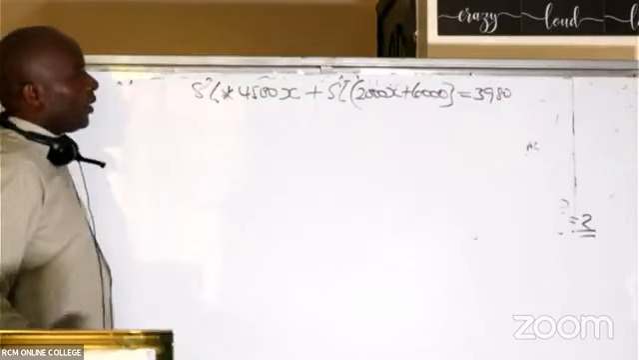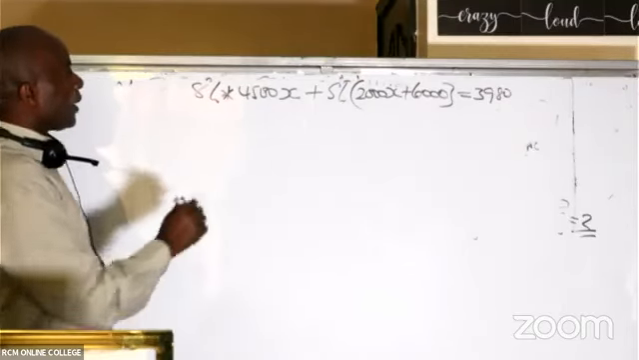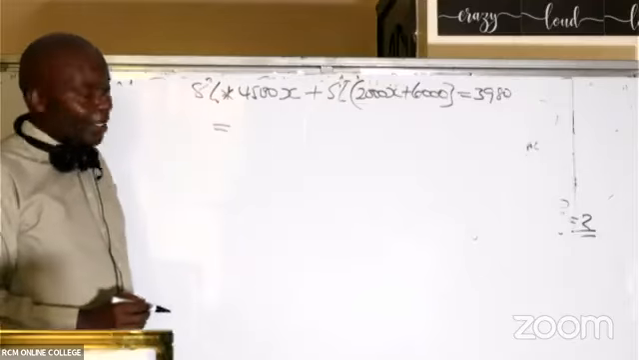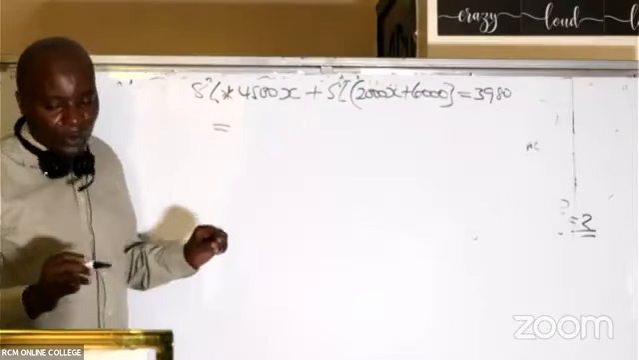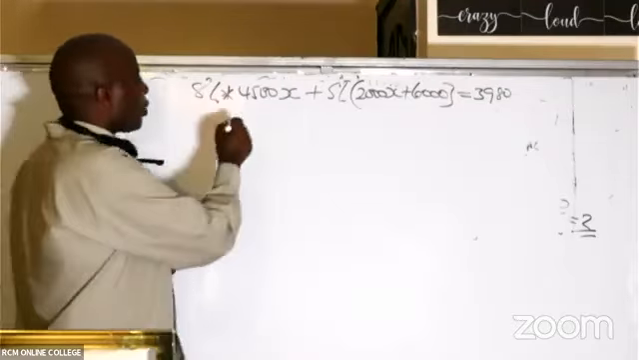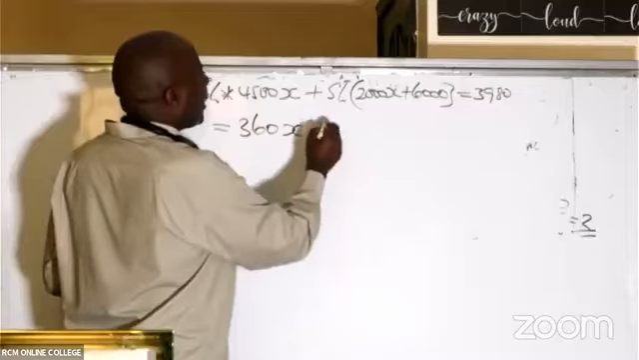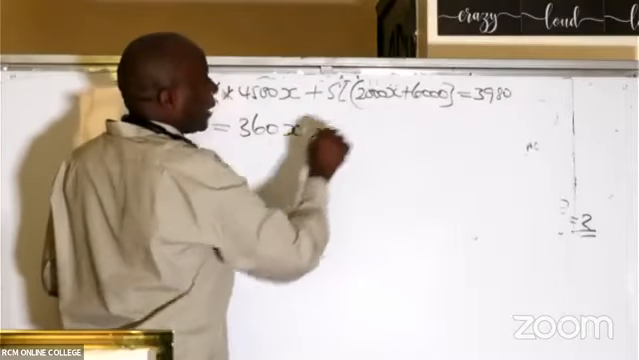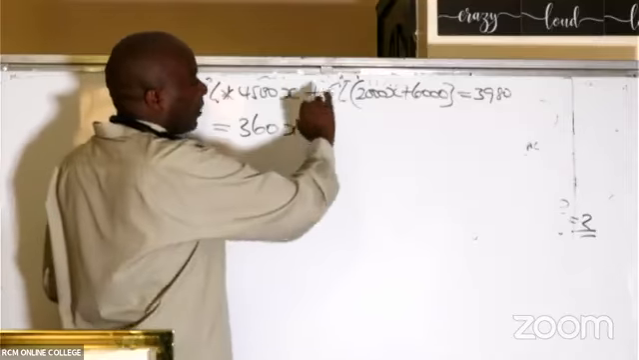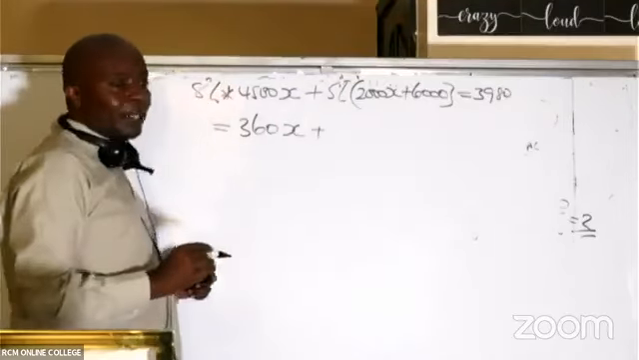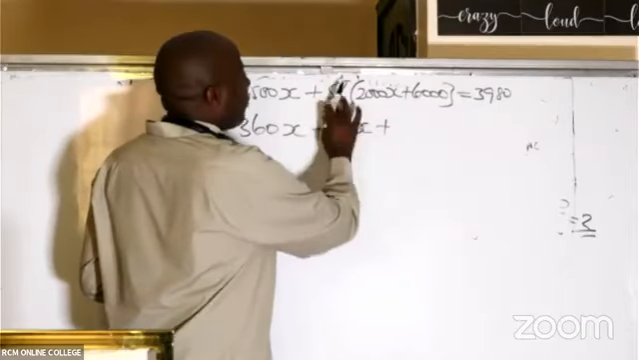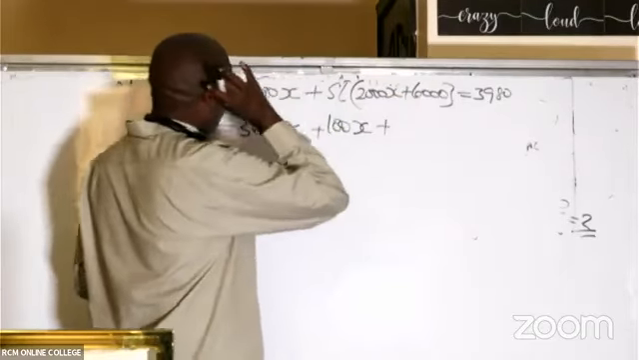All right. So are you able then to give me these figures now? What is 8% of 4,500? 360. I'm not getting answers from my online students. So it will be 360x plus this 5% has to be spread inside here. It will be 5% of 2,000, which gives me 100. So 100x plus 5% of 6,000, which will end up giving me what figure?